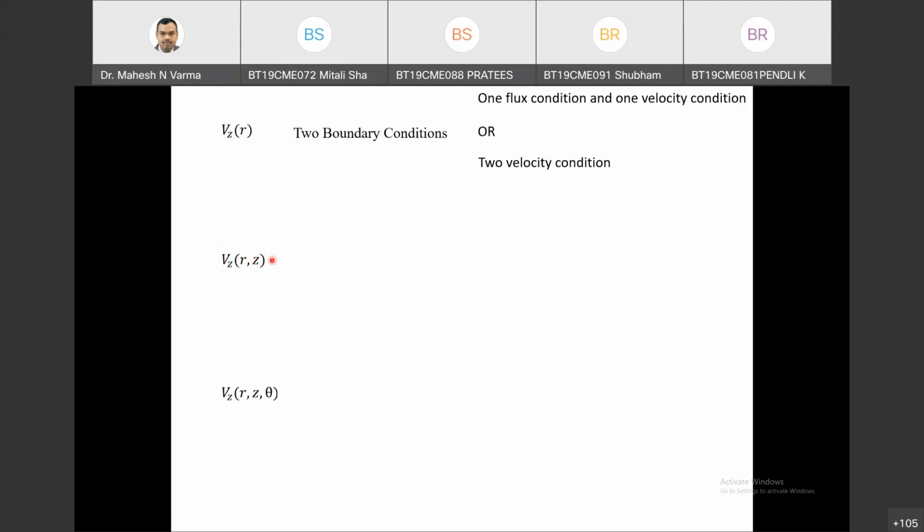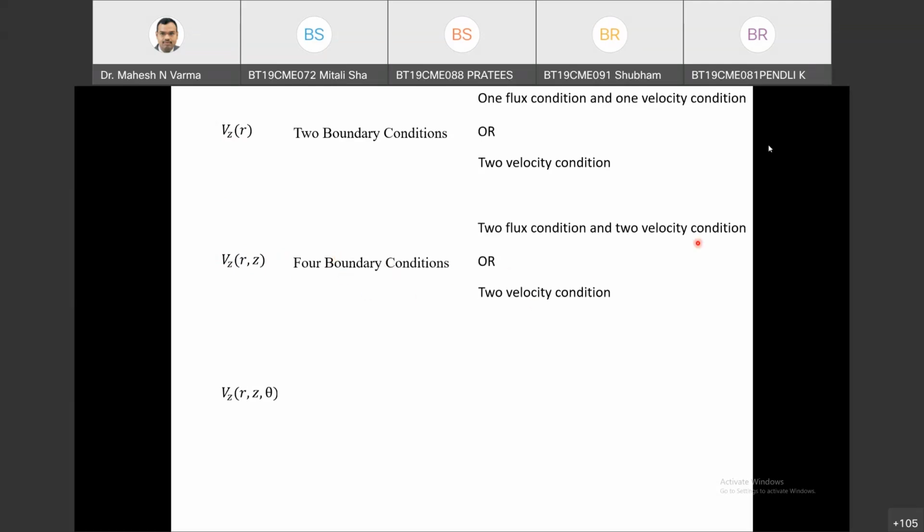So how many boundary conditions are needed to solve this problem? Yeah, roll number 81. Sir, how many boundary conditions are needed? 4. 4 boundary conditions. What can be these 4 boundary conditions? So we will be needing 4 boundary conditions.